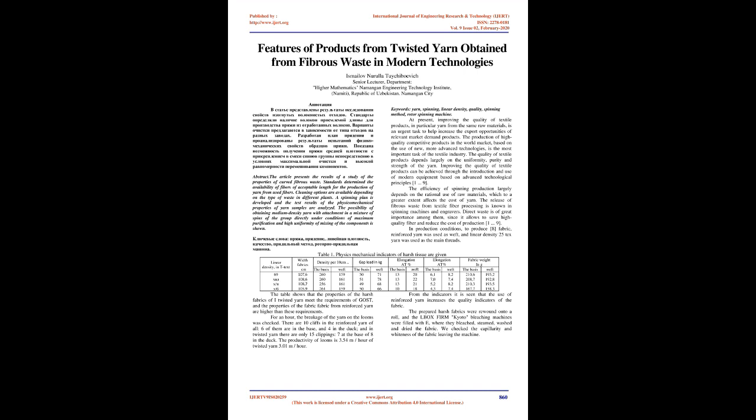At present, improving the quality of textile products, in particular yarn from the same raw materials, is an urgent task to help increase the export opportunities of relevant market demand products. The production of high-quality competitive products in the world market, based on the use of new, more advanced technologies, is the most important task of the textile industry. The quality of textile products depends largely on the uniformity, purity, and strength of the yarn.